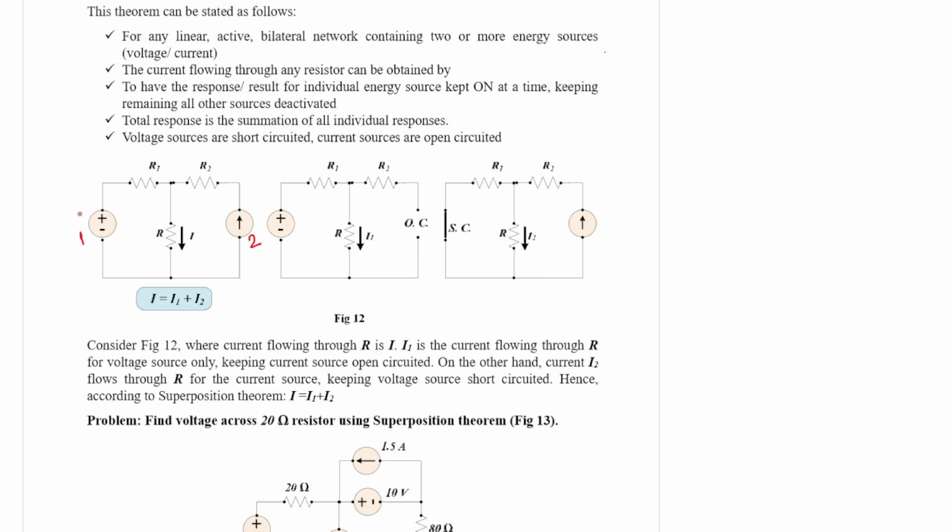So we have a voltage source as source number 1, and a current source as source number 2. Now let us say for this diagram, the current flowing through this resistance R is I. Now step by step, the philosophy of the superposition principle is that you need to consider one source at a time.